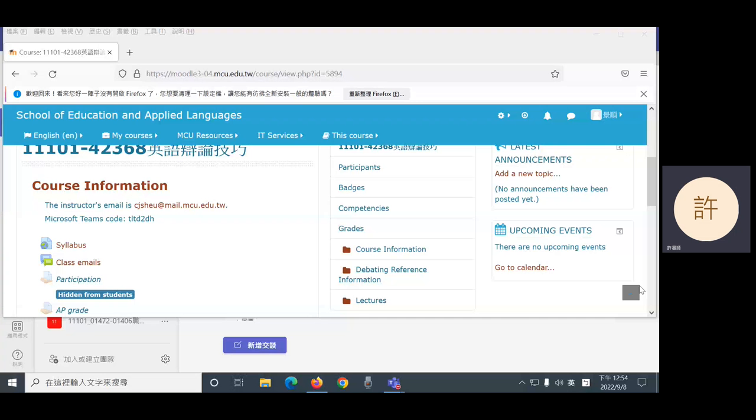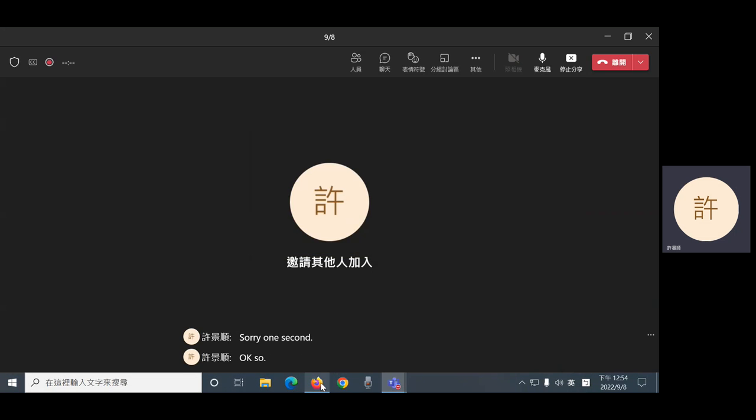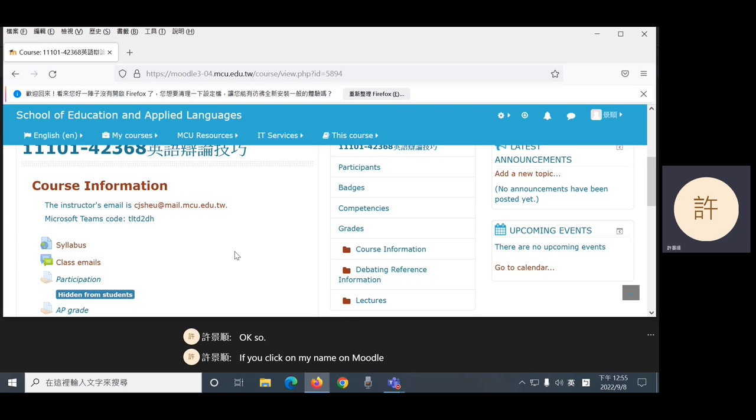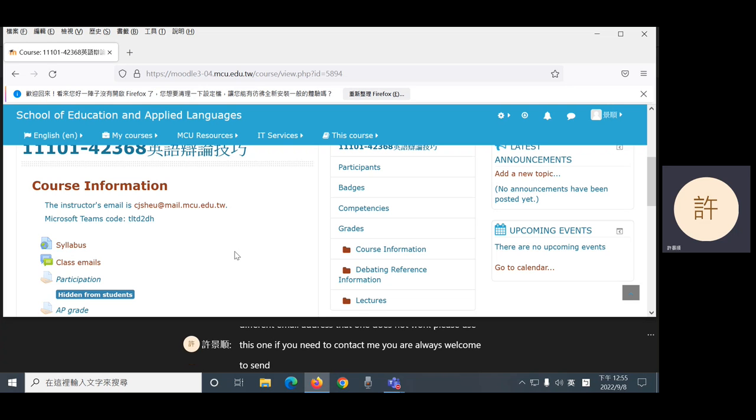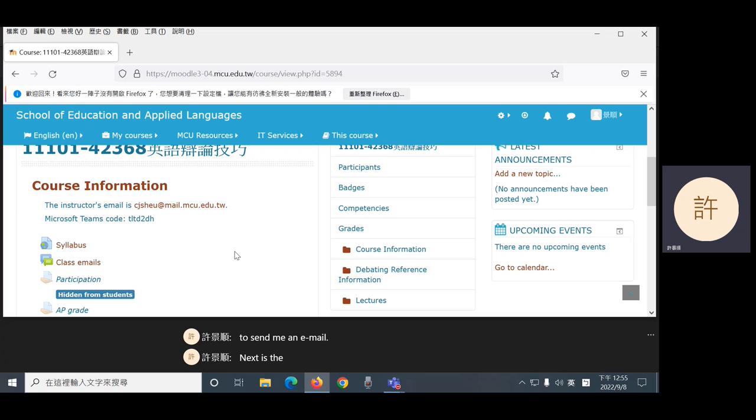So first is my email. If you click on my name on Moodle, it will give you a different email address. That one does not work. Please use this one. If you need to contact me, you are always welcome to send me an email. Next is the Microsoft Teams code. If for some reason you are not part of the team and you don't want to wait for the school to add you, you can use this code to add yourself into the team.